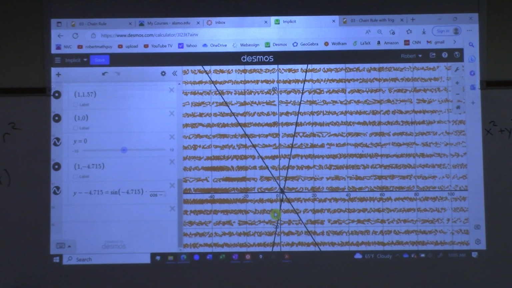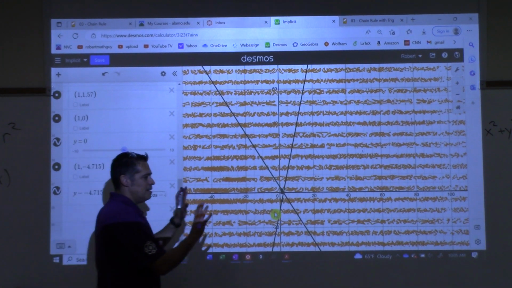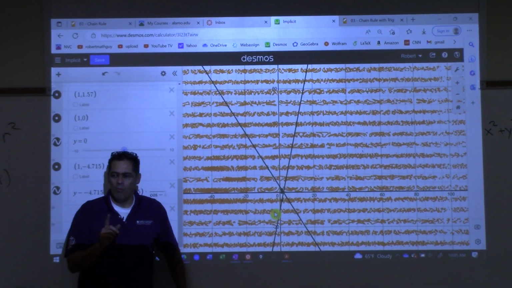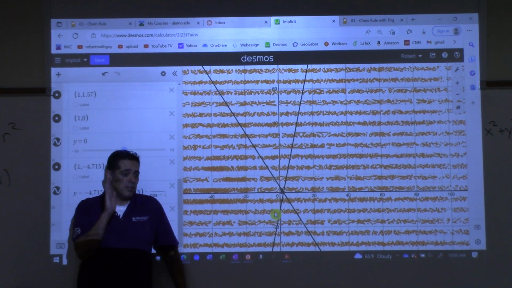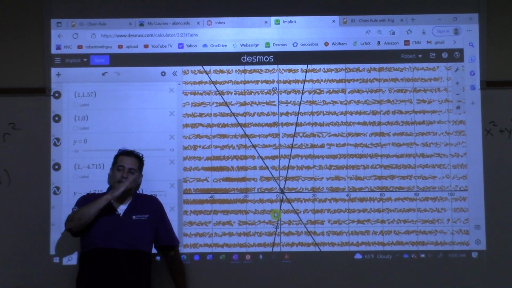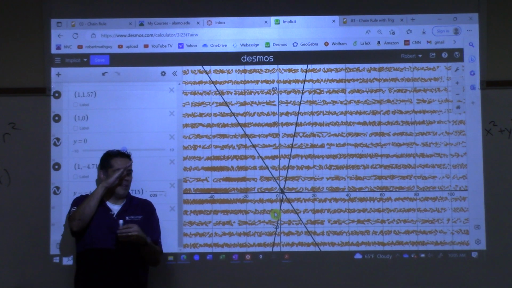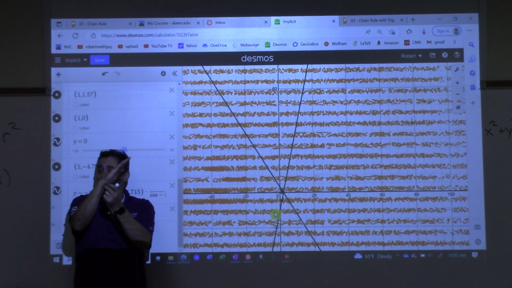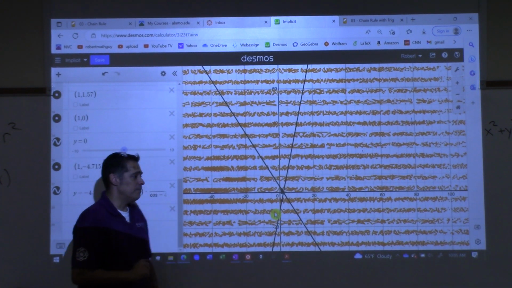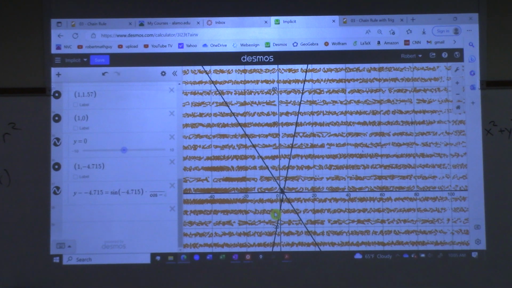So the key takeaway from this idea is that when we're dealing with these things that aren't functions, if we want to find the slope of the tangent line, knowing the x value is not going to be enough. We're actually going to need to know the x value and the y value so you know exactly where you are, and then you should be able to find the slope. All right?